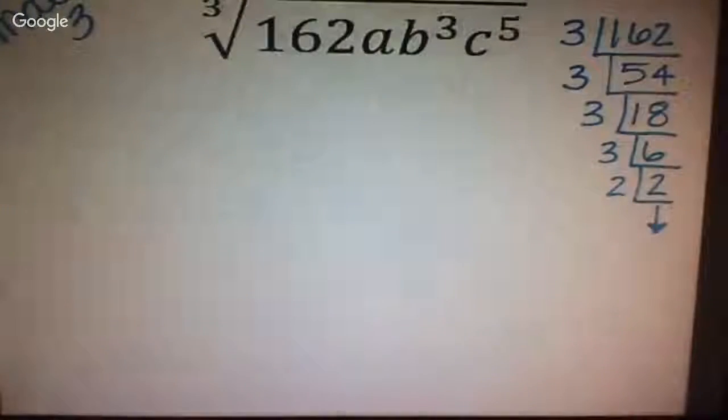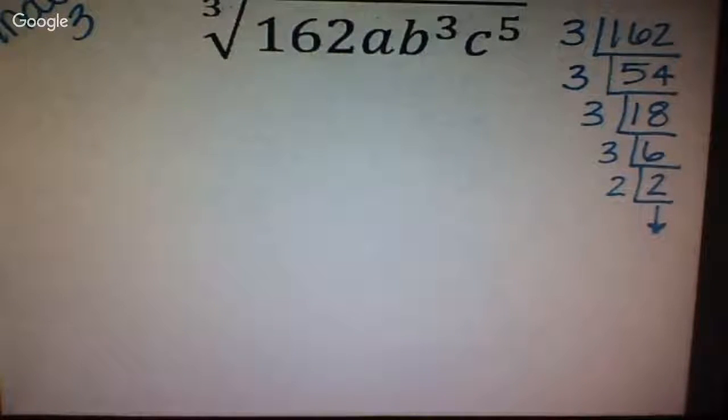So Brandon just said, I'm going to do it with this one. Okay, we'll do it the long way, but we're going to do it with this one: 162a b cubed c to the fifth. We're going to ignore the fact that we have a number right now. We're just going to look at the variables.